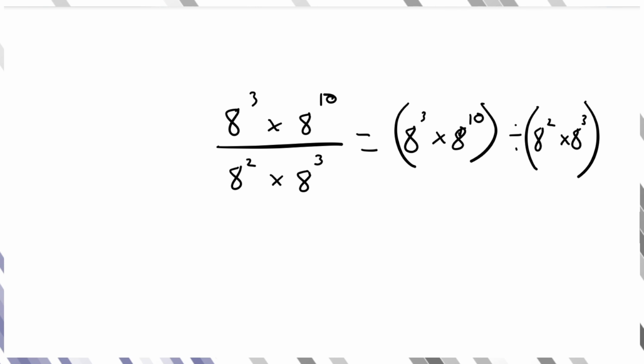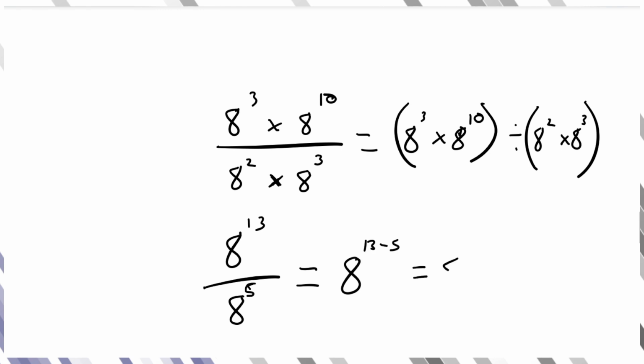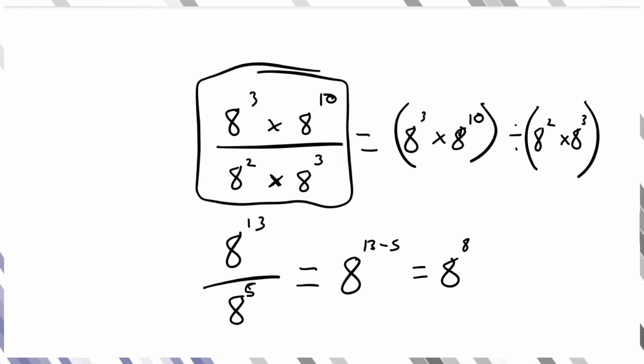Alright, so let's look at the numerator first. 8 cubed times 8 to the power of 10. We've got to add the powers together, so that's 8 to the power of 13. And then the denominator, we've got to add the powers in the denominator as well, because they're being times together. So we're going to do 8 squared times 8 cubed. That would be 8 to the power of 5. So now we've got 8 to the power of 13 divided by 8 to the power of 5, which is 8 to the power of 13 minus 5, which is 8 to the power of 8. So all of that is just 8 to the power of 8.